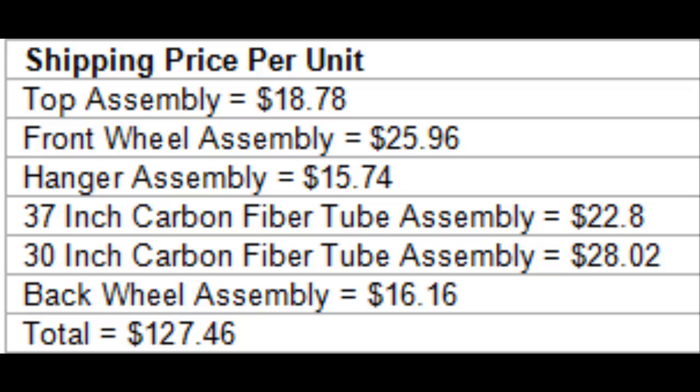For the shipping price per unit, the top assembly was $18, the front wheel assembly was $25, the hanger assembly was $15, the 37-inch carbon fiber tube assembly was $22, the 30-inch carbon fiber tube assembly was $28, the back wheel assembly was $16, so the total shipping price per unit came out to $127 per unit.